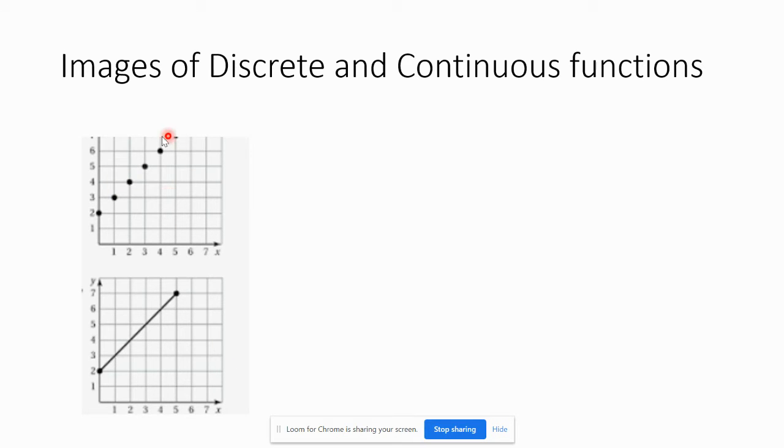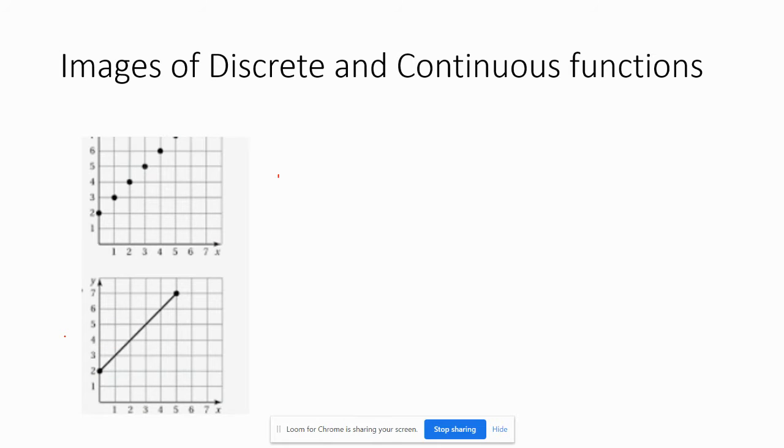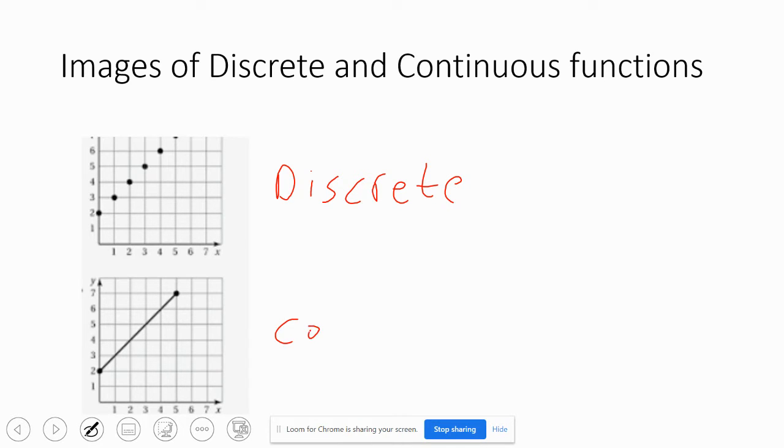So right here is a discrete function. It looks like a scatter plot. That's my discrete function. And this one on the bottom is a continuous function that is defined between 2 and 5, every single value. We could think of it this way: I could travel along the line. Here I have to go boom, boom, boom, boom, boom, boom. I'm jumping.